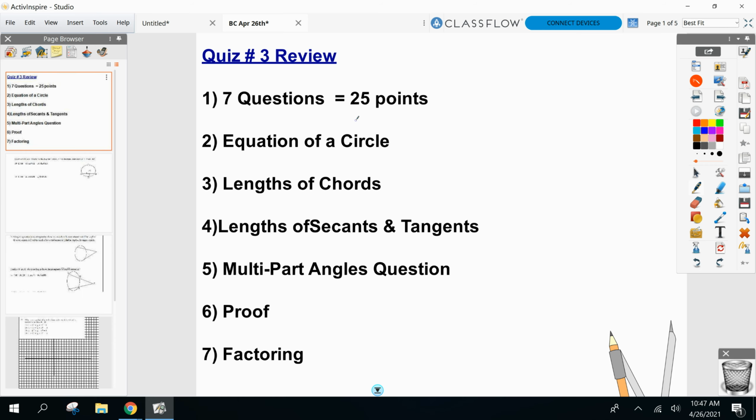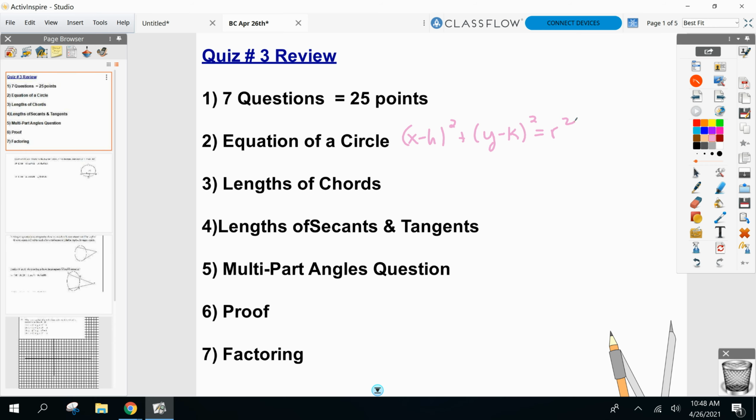All right, let me start talking. 7 questions, 25 points. Equation of a circle. Be prepared, it's not going to be in center radius form. Center radius form: x minus h squared plus y minus k squared equals r squared. Be prepared for it to be in standard form, which makes you complete the square to get it into center radius form. Lengths of chords, that's segment times segment equals segment times segment. Secants and tangents is whole times external equals whole times external. But we are going to go over all different types in a second.